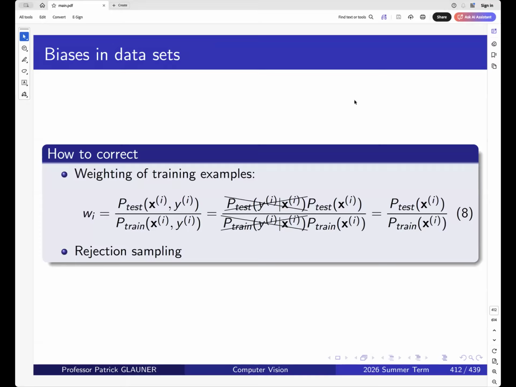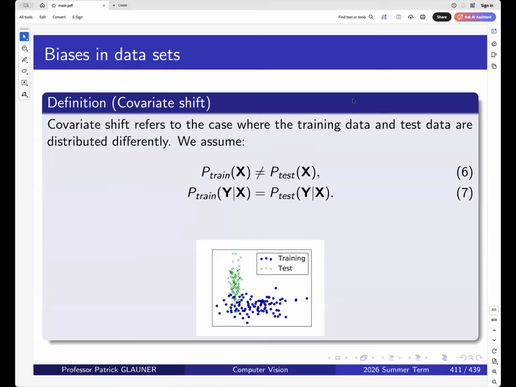And there can be many, many more causes of covariate shift in computer vision. And it's something you need to think about also, maybe for the Cronus challenge, maybe for your regular projects, whether there's a covariate shift or not.